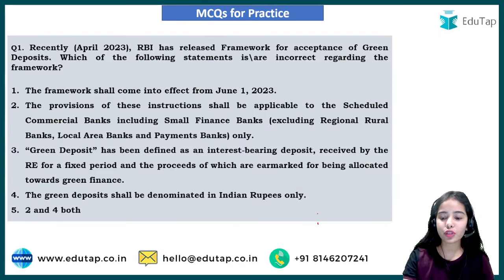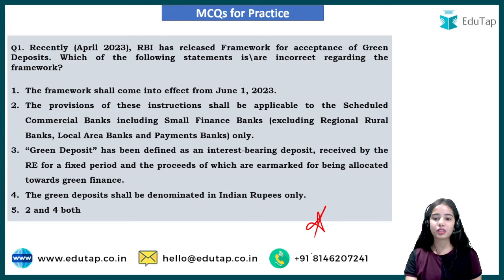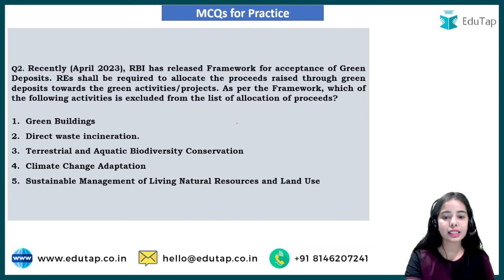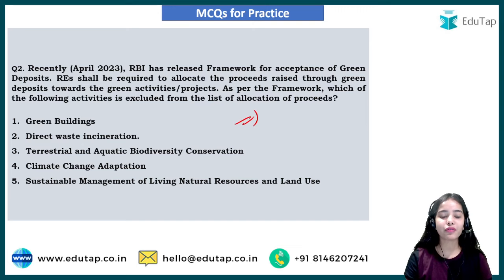So this is the first question. I hope you will be easily able to answer this question. You have to tell the incorrect statement here. So this is the second question. Again, you have to tell which of these are excluded from the list of allocation of proceeds.